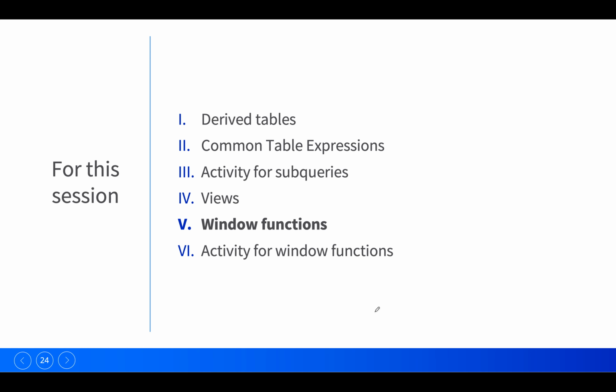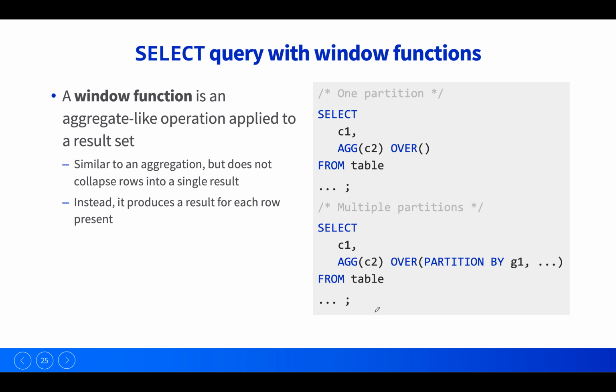All right, now let's move on to our discussion about window functions. A window function in SQL is an aggregate-like operation that is applied to a result set. It is aggregate-like in the sense that you can apply aggregations like sum or average. But the main difference is that when you make use of a window function, it does not necessarily collapse the rows into a single result.